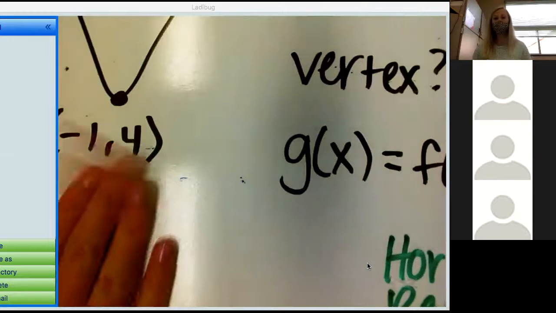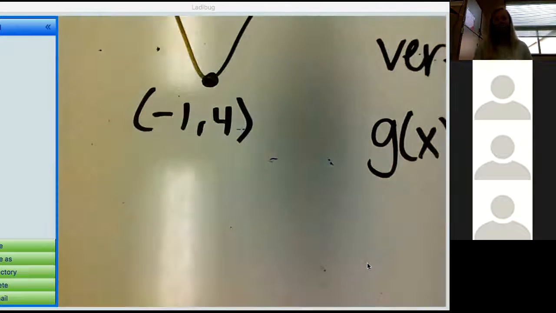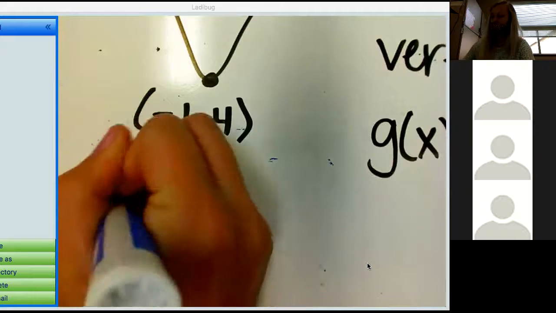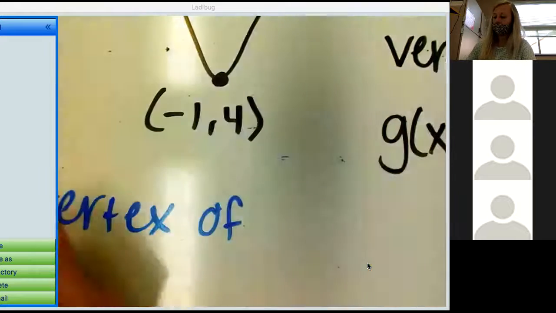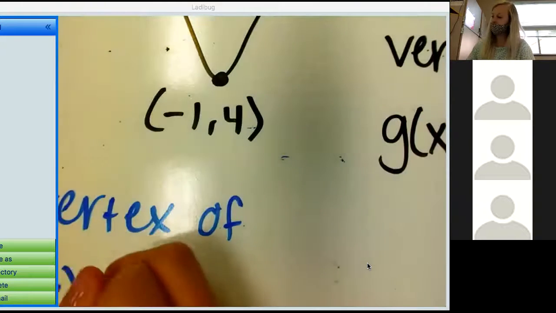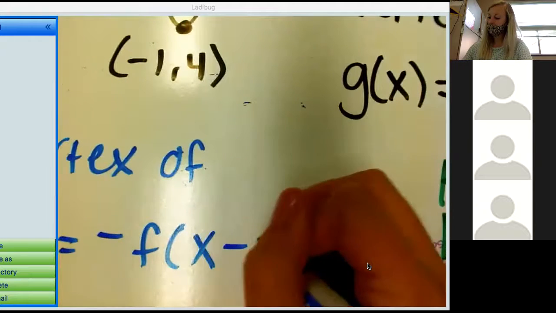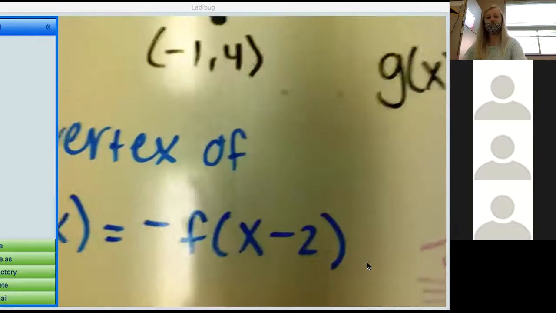All right. We'll use the same vertex, but now I want you to find the transformed vertex of, let's say, this.